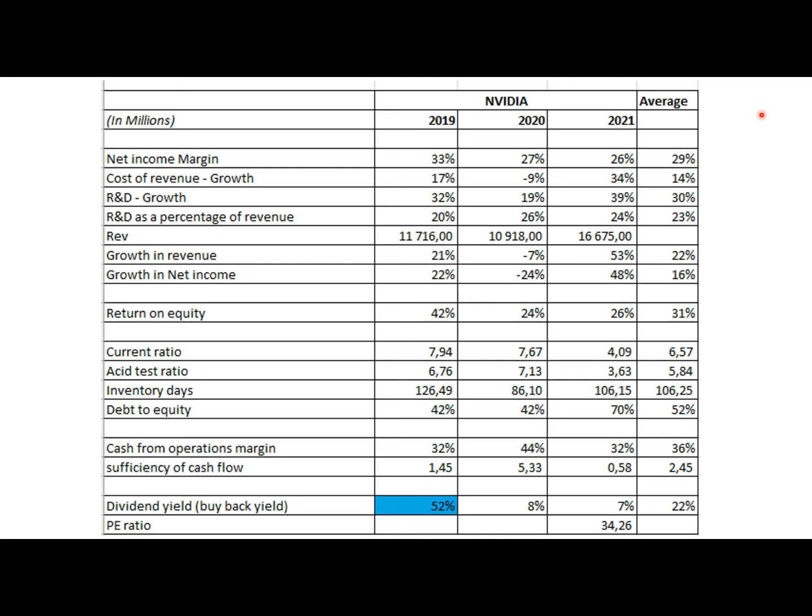The net income margins have been deteriorating, however, still above the industry average of 18%. The deterioration is caused by an increase in costs, especially R&D. The growth in R&D has really exploded. Cost of growth has been growing above the 9% industry average. The same is true for R&D, which has also been growing above the industry average of 10%. And that all explains why the margins have been declining a bit. R&D as a percentage of revenue is well above the industry average of about 20%.